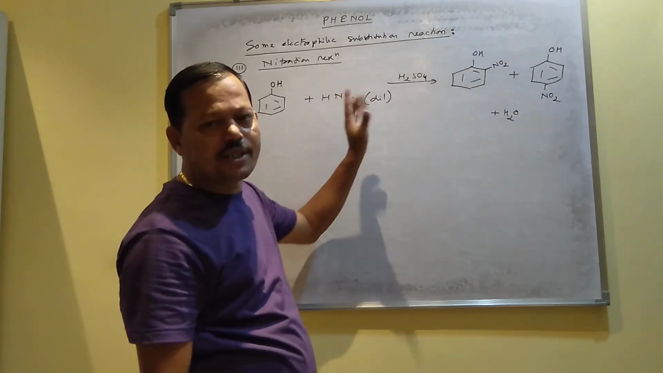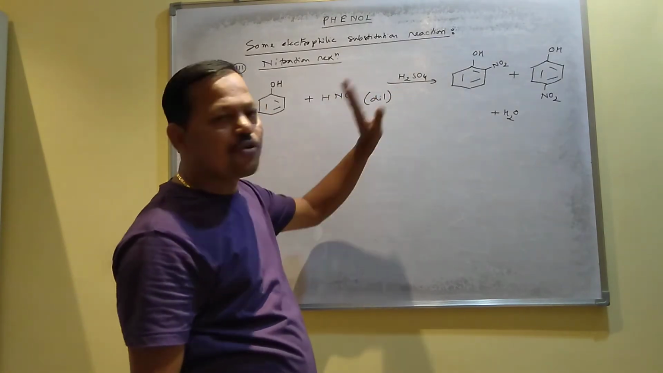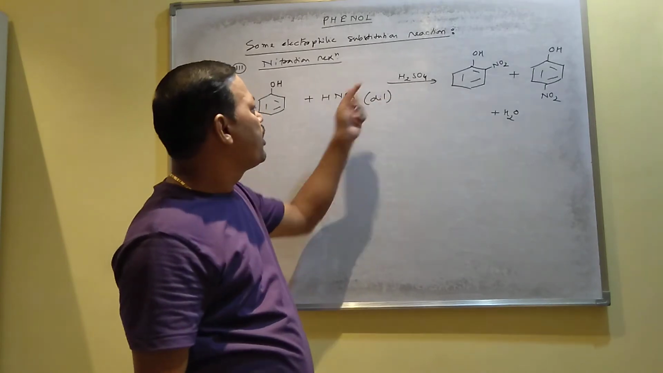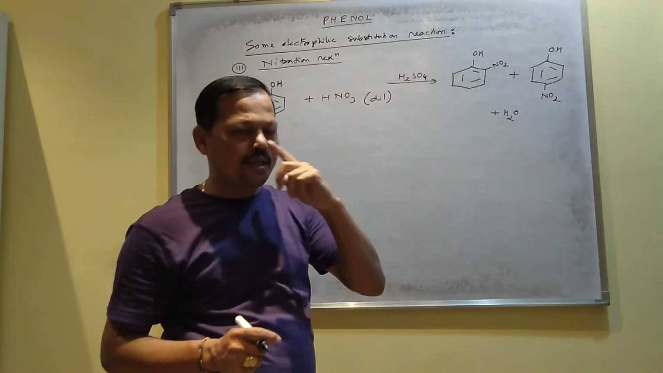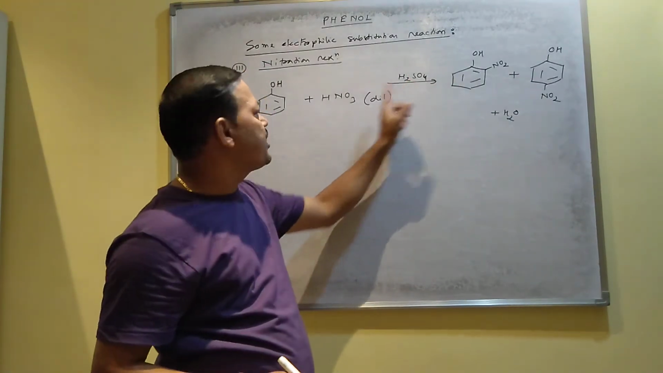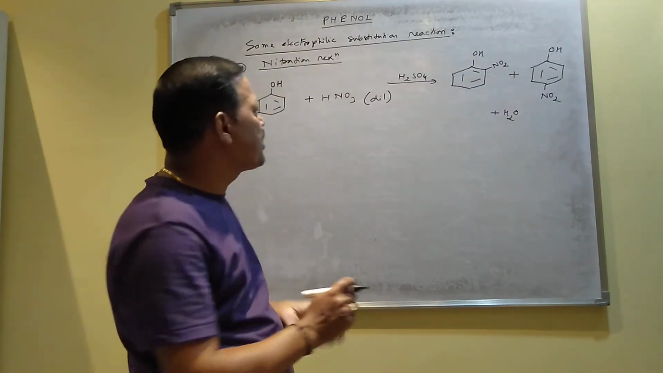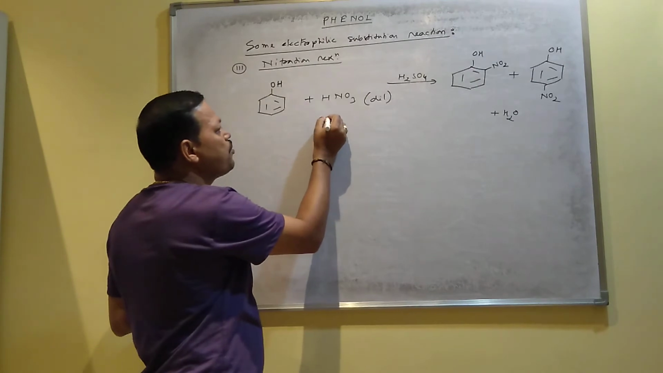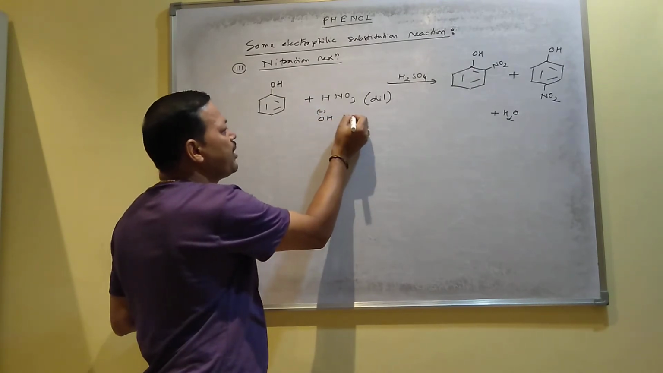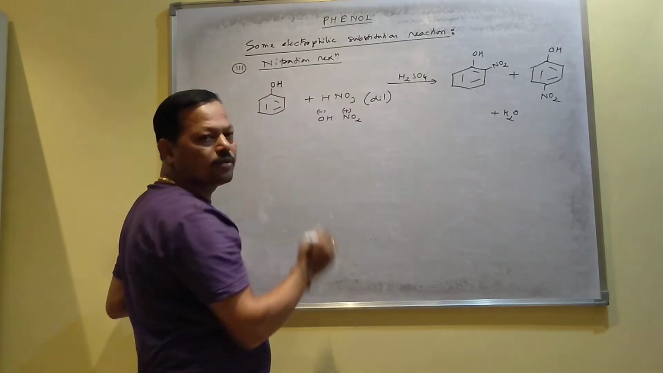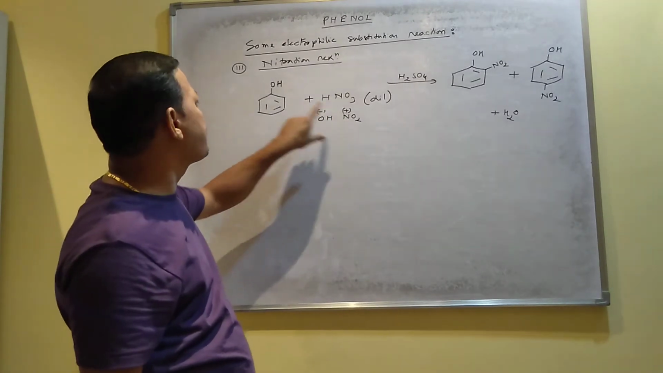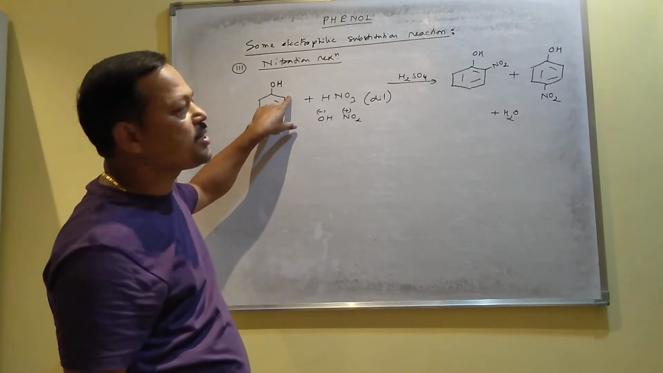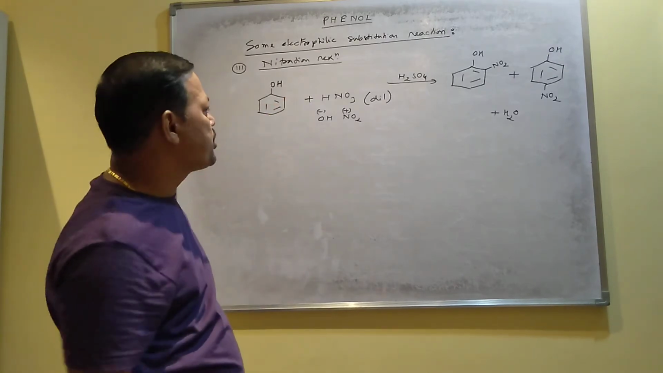Nitric acid, sulfuric acid, both are acid. Who is stronger? Sulfuric acid is stronger. Nitric acid is weaker than sulfuric acid. So when you mix two acids, the stronger one will act as acid and the weaker one will act as base. That is why when nitric acid decomposes, it produces OH minus ion and NO2 plus ion, because it acts as base, and this NO2 plus will replace the H plus ion present in ortho and para position.